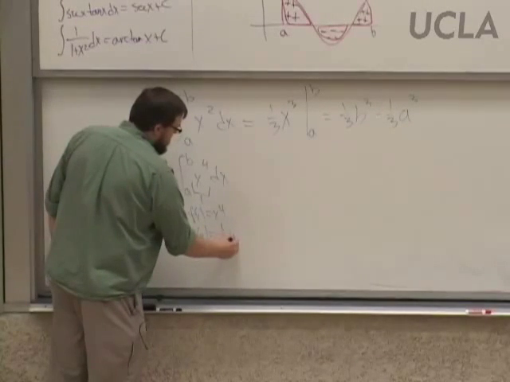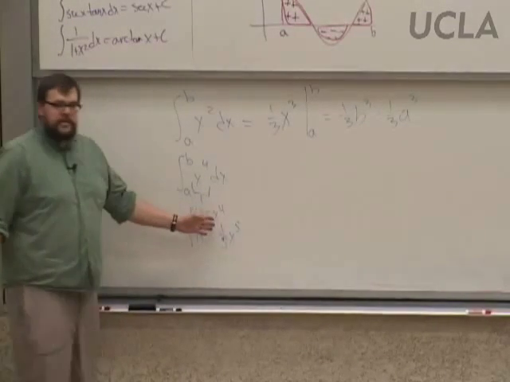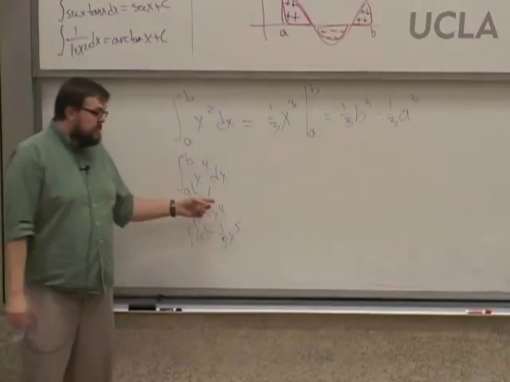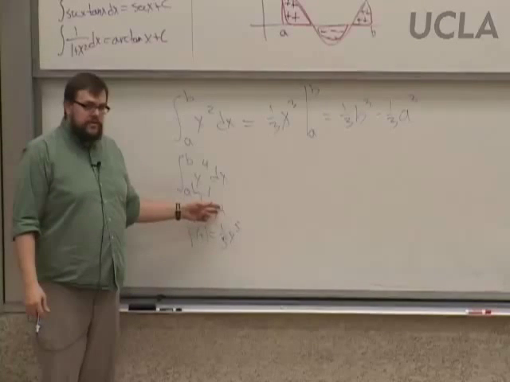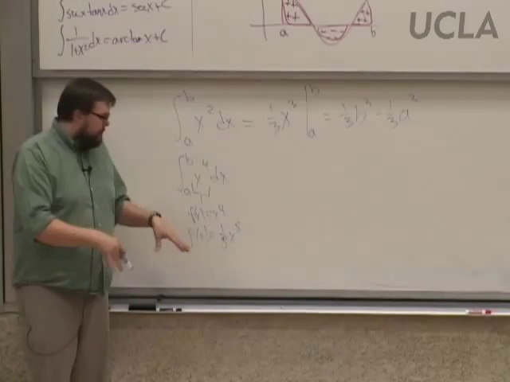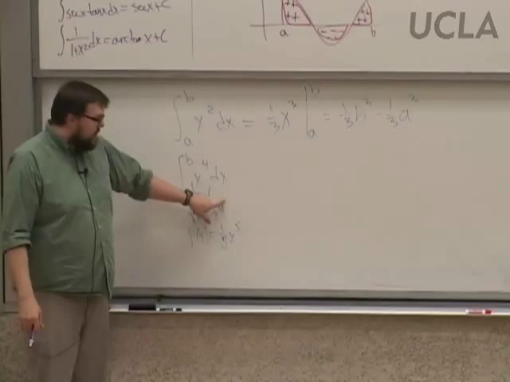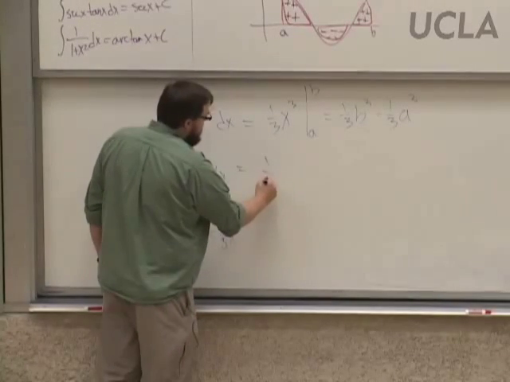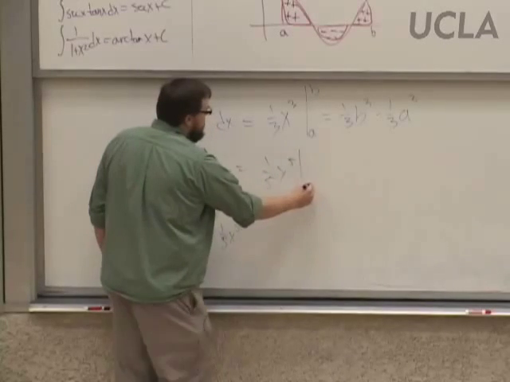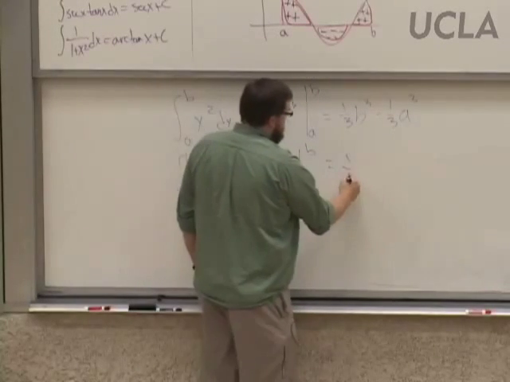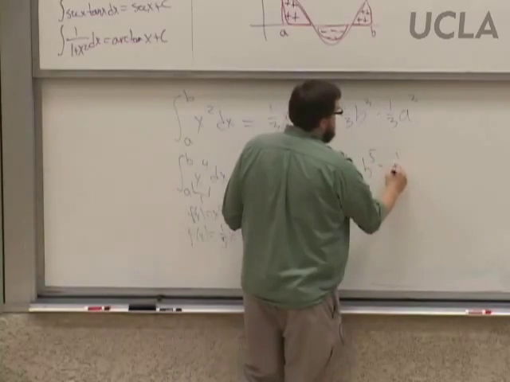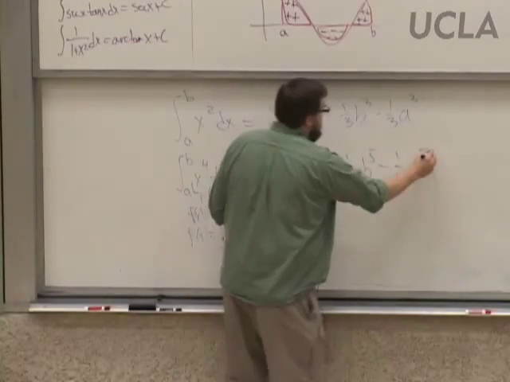Now, 1/5 x to the 5th. Because to find the antiderivative of x to the 4th, if I'm looking for an antiderivative of x to a power, I add 1 to the power. So I have x to that new power, and then I just divide by whatever that new power is. So in this case, it would be x to the 5th, and I divide by 5. So it's 1/5 x to the 5th, evaluated from a to b, which is 1/5 b to the 5th. So I plug in b, subtract 1/5 a to the 5th, where I plug in a.